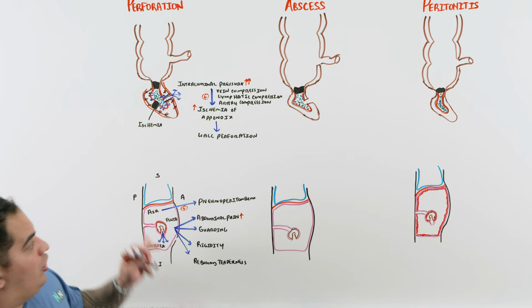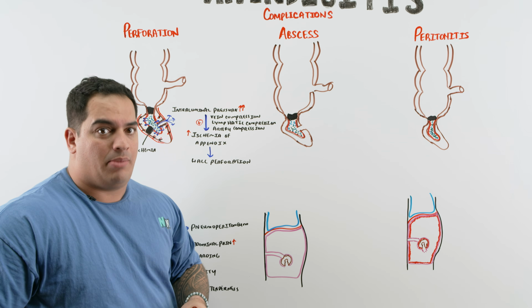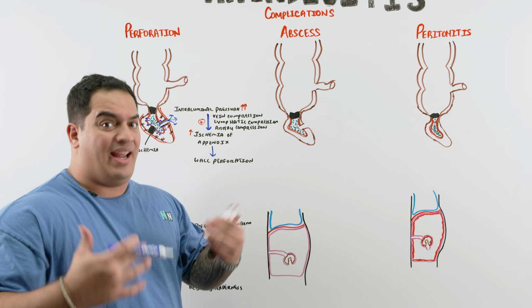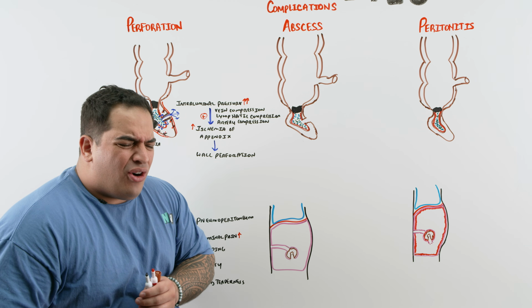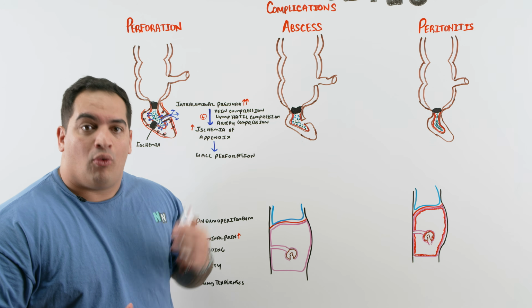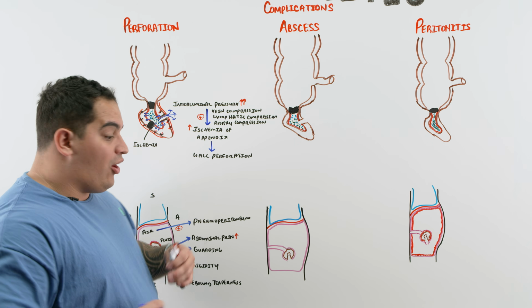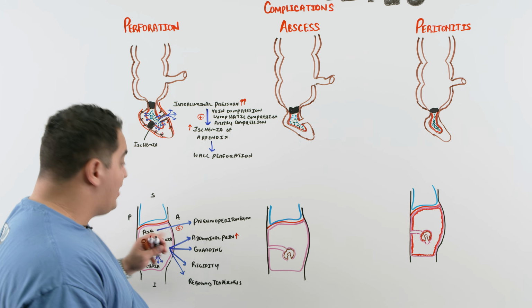Okay? So that's perforation. If a patient comes in, they have that original pain that we talked about that's classic of appendicitis, and then the pain gets worse, they have rigidity, guarding, rebound tenderness, definitely think about a perforation, especially if you get an x-ray or an imaging and you see air that sits right underneath the diaphragm.